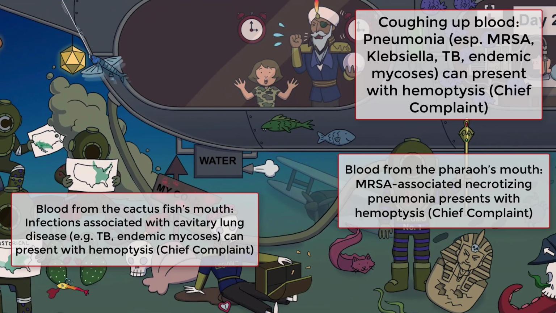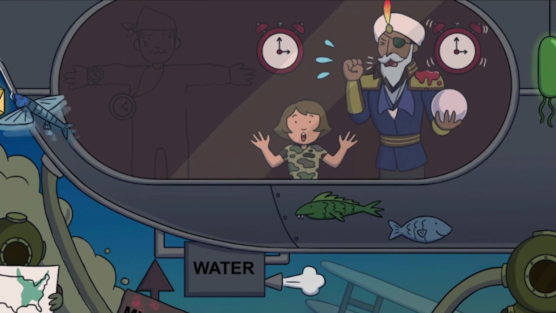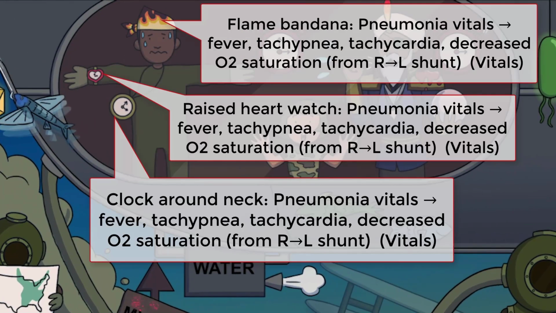Now, since we're getting all cavitary over here, I just want to mention that, in addition to the common presenting symptoms we noted earlier, hemoptysis can also occur with any of the pneumonias, though it's especially characteristic of that nasty MRSA-associated necrotizing pneumonia, as well as the pulmonary infections associated with cavitary lesions. This includes TB, as well as the chronic forms of histo, blasto, and cocci. Alright, let's move on to some general objective findings.